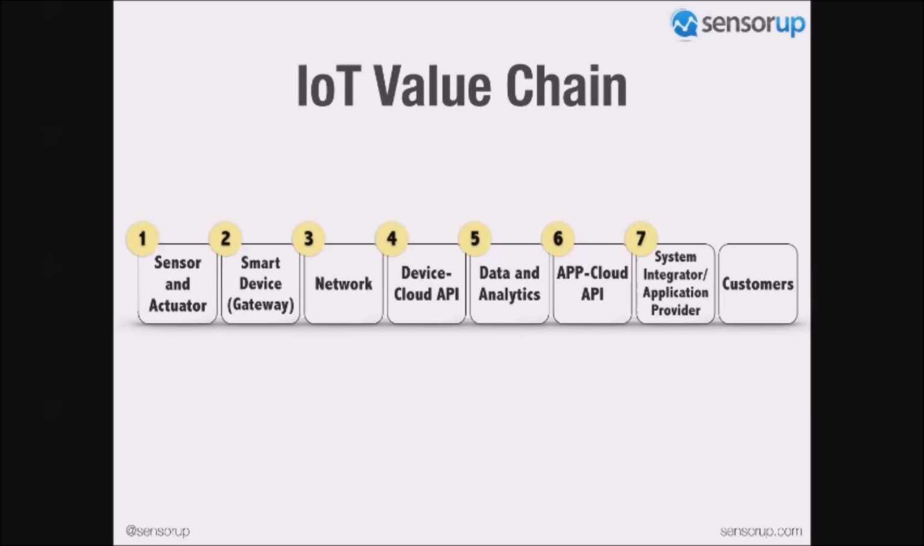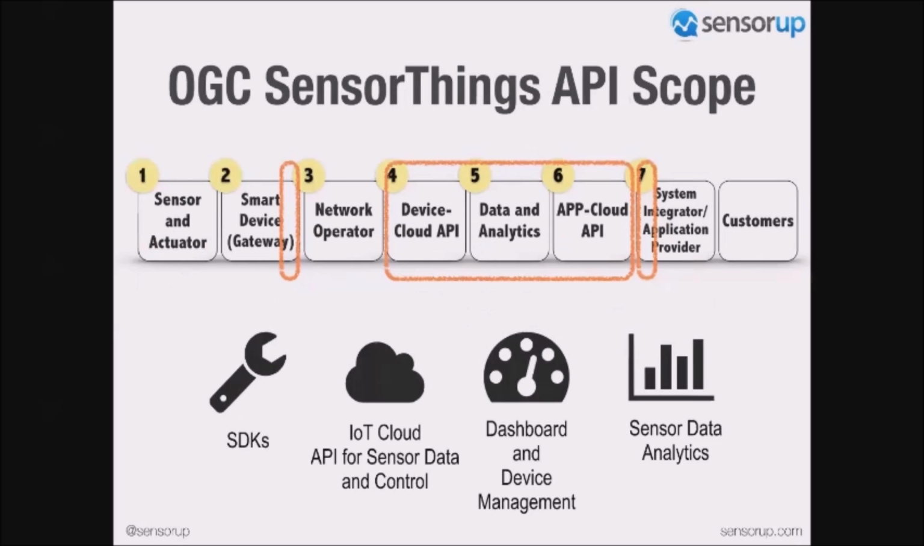And finally, with the application cloud API, you are able to integrate the different sensors together and develop innovative applications, and finally reach the customers. So 1 to 7, these are steps you need to go through in order to create IoT applications. And the orange box, actually, is the scope of the OGC SensorThings API.